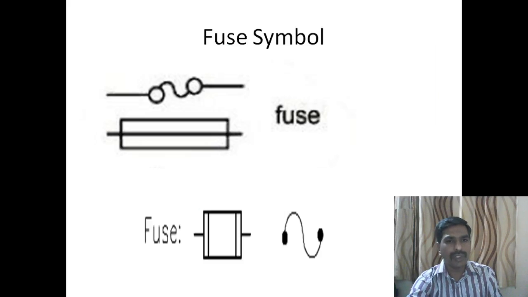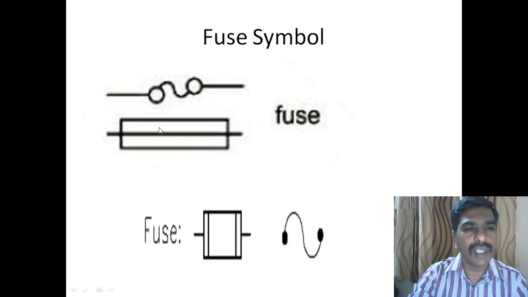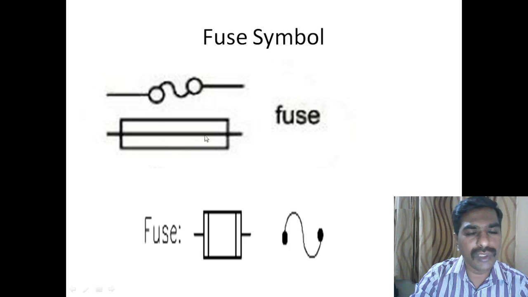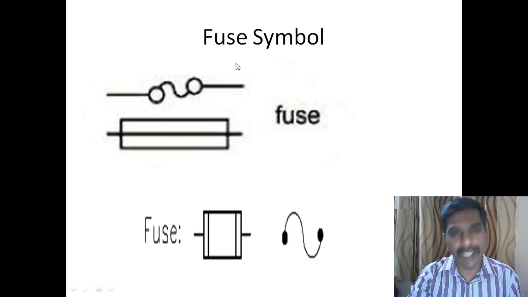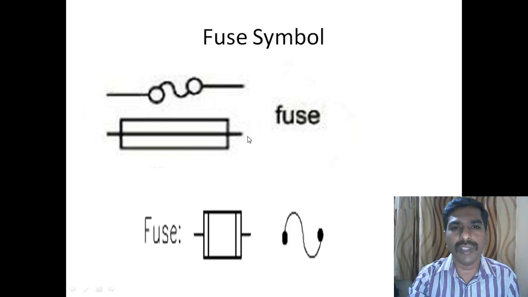And the fuse symbol is written as a rectangular box with a single line drawn through it, or in some textbooks it is drawn as two dots connected with a wire. That is called a fuse. This is the symbol we use in our electronics laboratory.